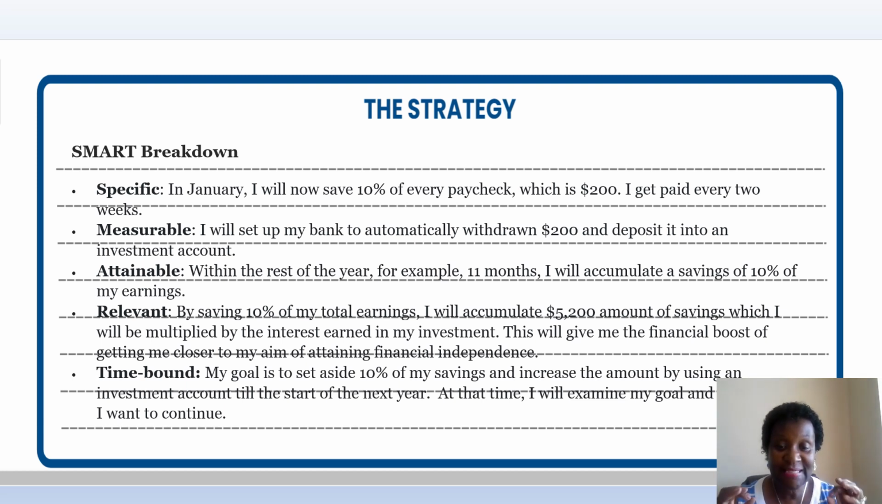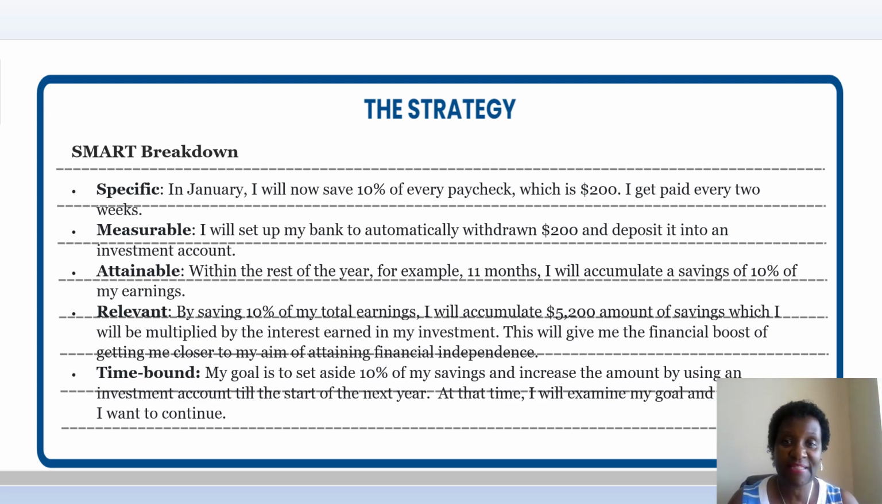Finally, time bound. My goal is to set up 10% of my savings to increase the amount using an investment account till next year. At that time, which is a 1 year time, I will examine my goals to see if I want to continue doing this. Do I want to make it less? Do I want to make it more? That is my strategy. So now I have a strategy.